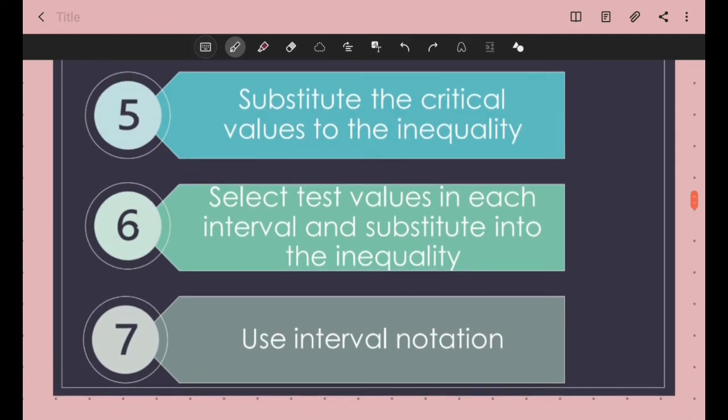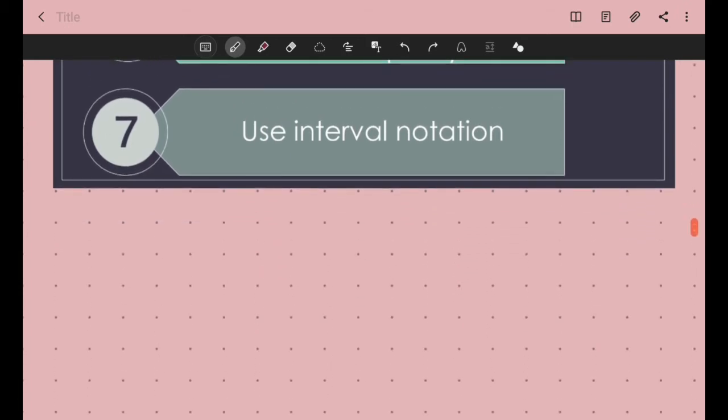Next, you have to select test values or testing points in each interval and substitute into the inequality. Then after substituting, we have to determine if those testing values will satisfy your inequality, and that is the time wherein we can now decide if that is included or not. And then afterwards, we have to use an interval notation to represent the result of our possible values of x that will satisfy our rational inequality.